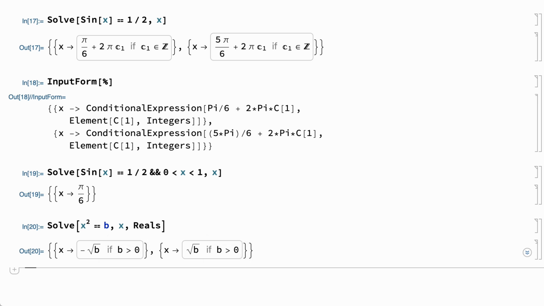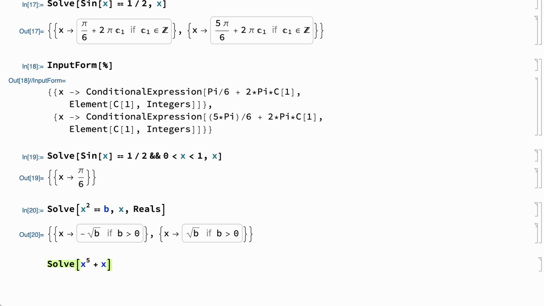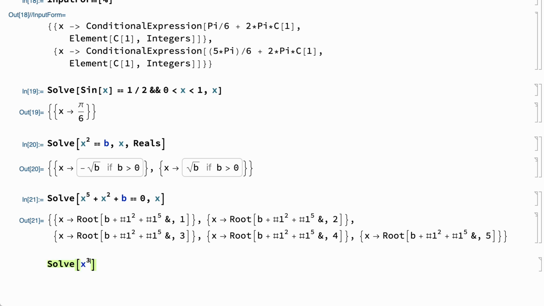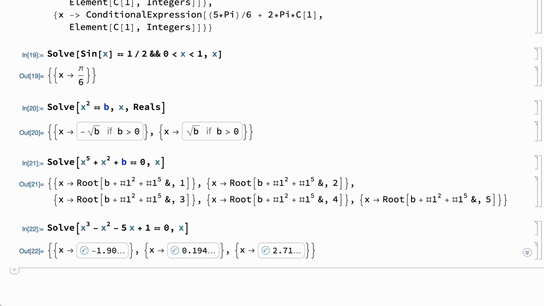Solutions for equations involving polynomials are often represented using root expressions. For example, the solutions for this equation are represented using root expressions. A root expression is simply a way of representing the roots of a polynomial. Here's another example where all of the coefficients are numbers, so the root expressions are numeric.